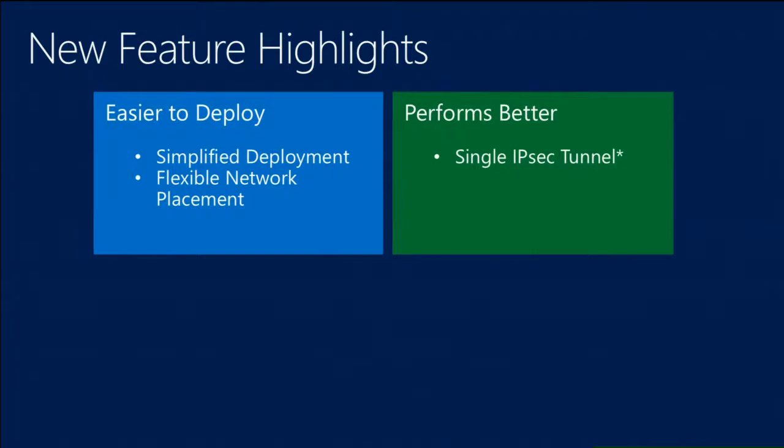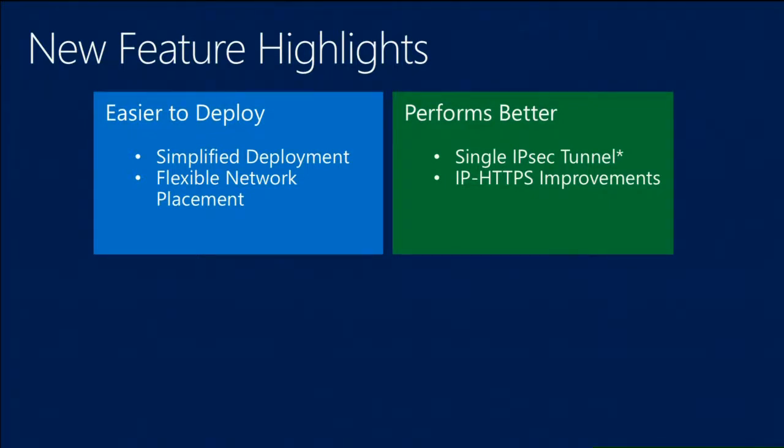It supports a single IPsec tunnel now, and I put an asterisk there because it supports a single IPsec tunnel in some deployments. There are some features that if you enable them, you do have to revert to the 2 IPsec tunnel mode configuration. But if you have a simple configuration, you can get away with a single IPsec tunnel. And that greatly reduces the overhead and increases the number of users that you can get on a single DirectAccess server.